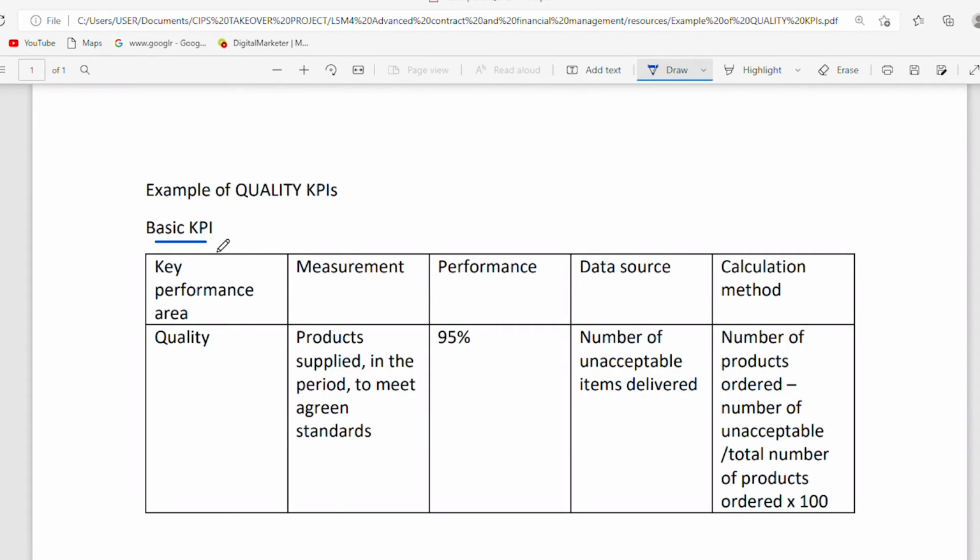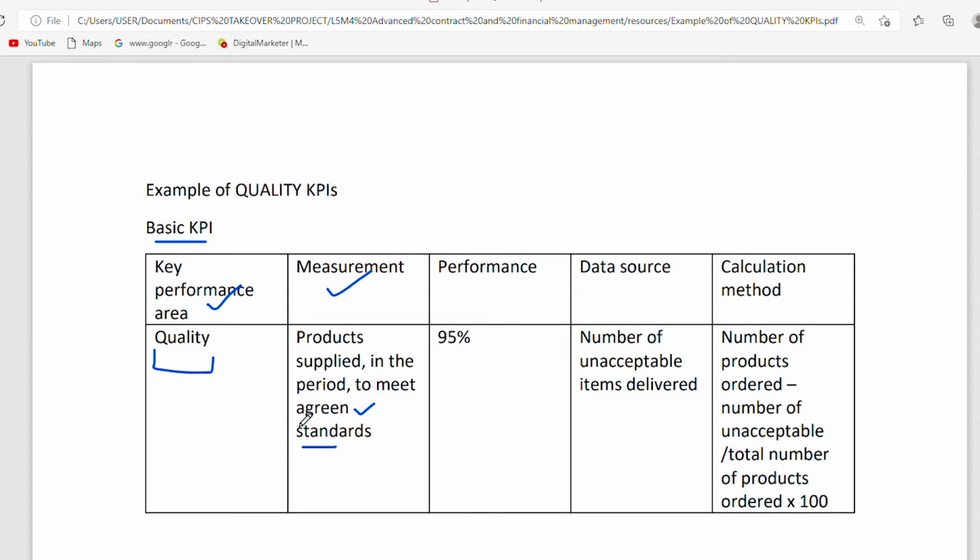So like a practical example. All right, so in this case, we have a basic KPI. And what exactly are we looking at? We're looking at quality, right? So that's the key performance area. What exactly are we measuring? We're trying to ensure that the products meet the standards that we set as green, because you can have a danger zone where the standards are red, or the assumption is that we have a list of standards that we've developed, and the performance should be at least 95%.